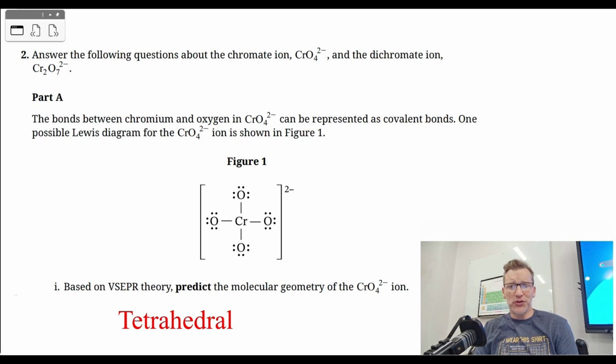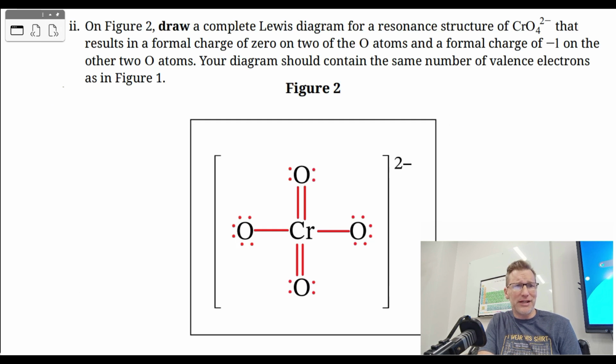They gave us a Lewis dot structure of the chromate ion. We want to predict the molecular geometry. Take a look. There are 4 bonding sites. That's sp3 hybridization, which is a tetrahedral shape. Very easy. Part A, number 2, this was interesting.